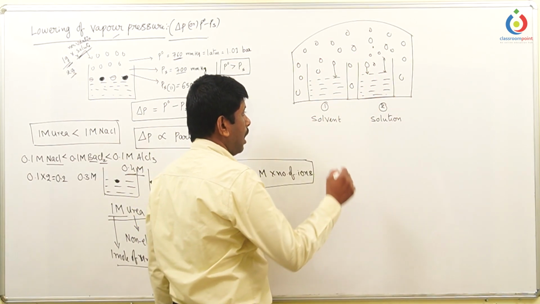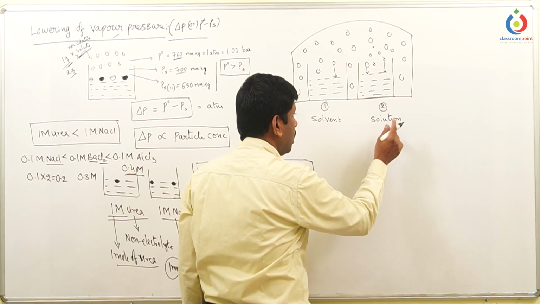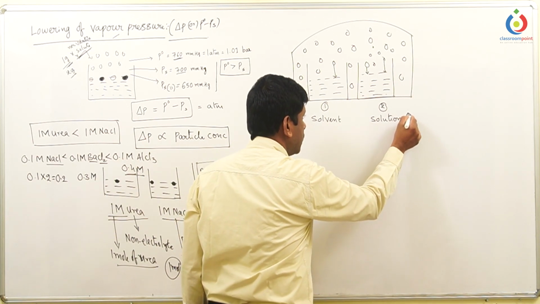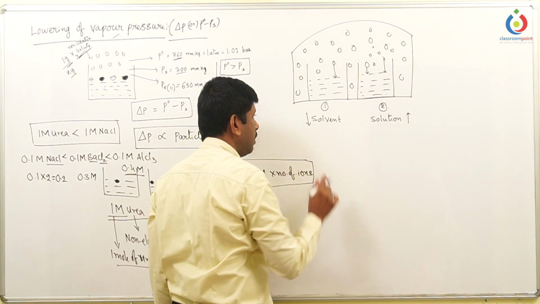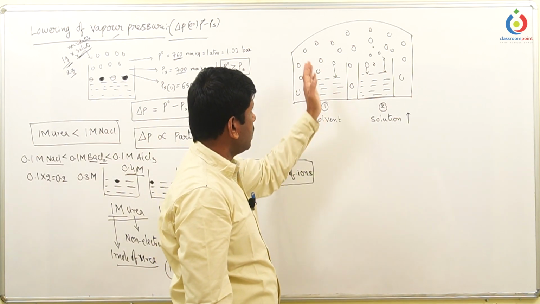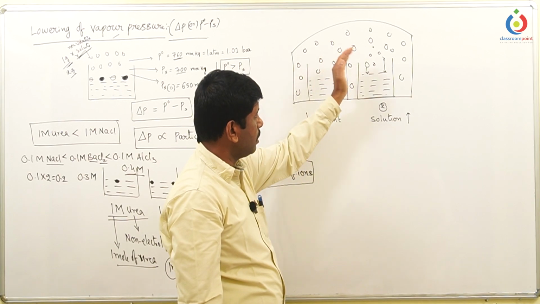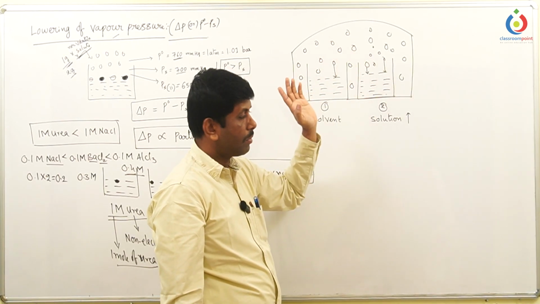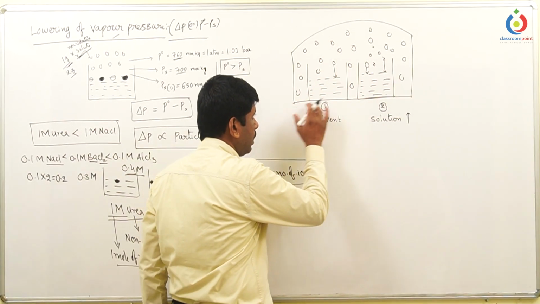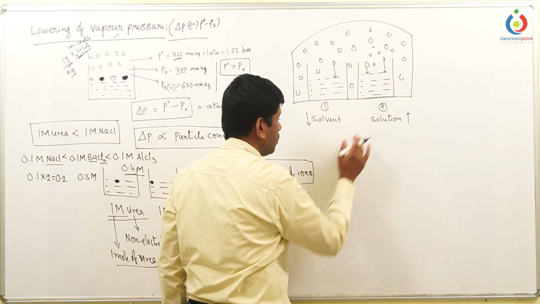So after some time, if you notice, the volume of the solution gradually increases and the volume of the solvent gradually decreases. Because indirectly the solvent is transferring from the solvent side to the solution in the form of vapor. Now, let us take two different solutions instead of the solvent and solution.